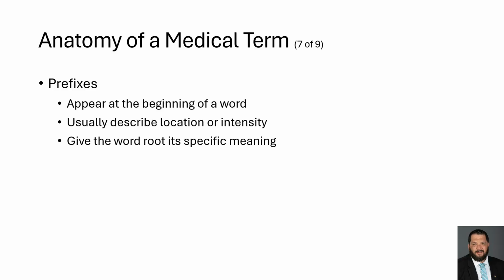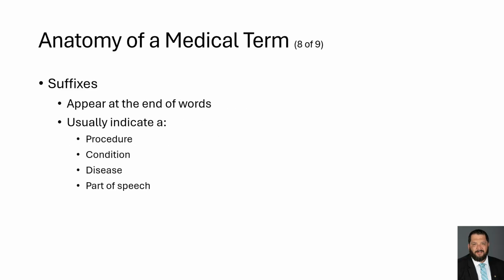Prefixes appear at the beginning of the word. They usually describe a location or intensity, and it gives the root word its specific meaning. Suffixes appear at the end of the word. They usually indicate a procedure, a condition, a disease, or part of speech. So, for example, the suffix itis means inflammation, the disease process that's occurring, and we talk about where that root may be. For example, conjunctivitis: conjunctiva, identifying the root, and itis, inflammation thereof, or inflammation of.